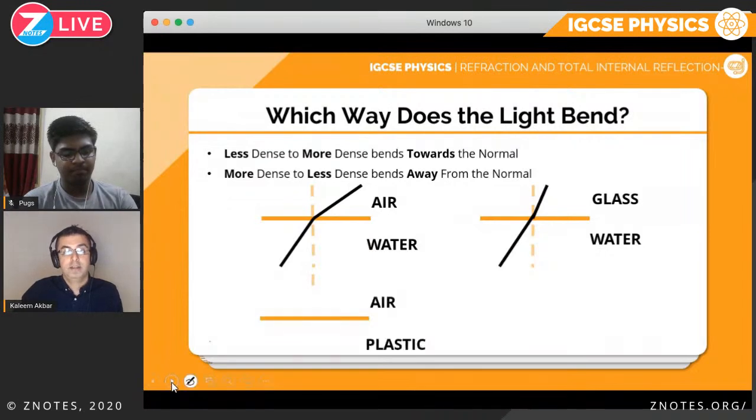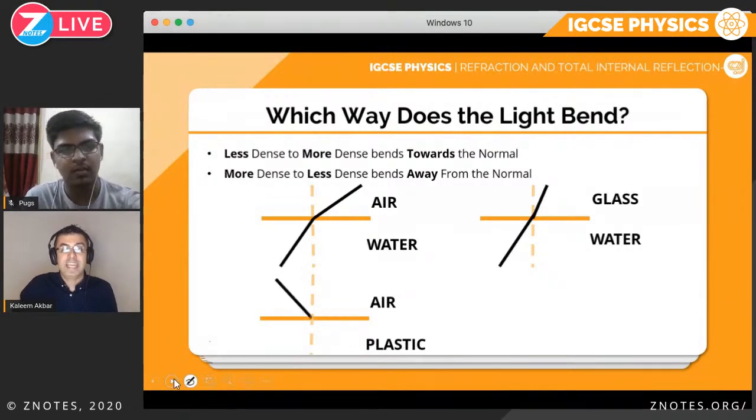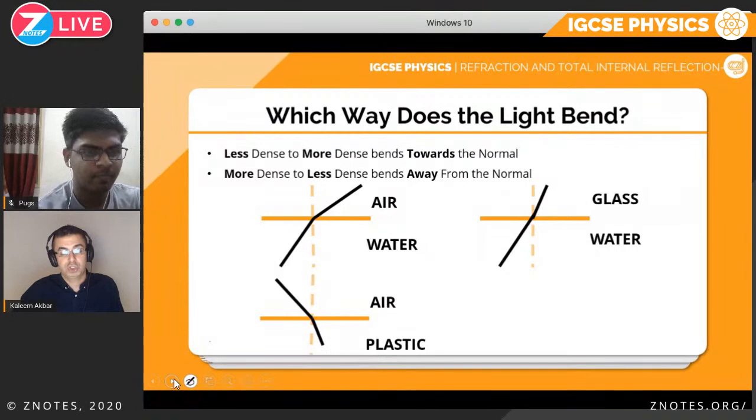And we've got air and plastic now. Let's say you're going from the air to the plastic. You're now going from less dense to more dense. What's going to happen? It's going to bend towards the normal just like before.